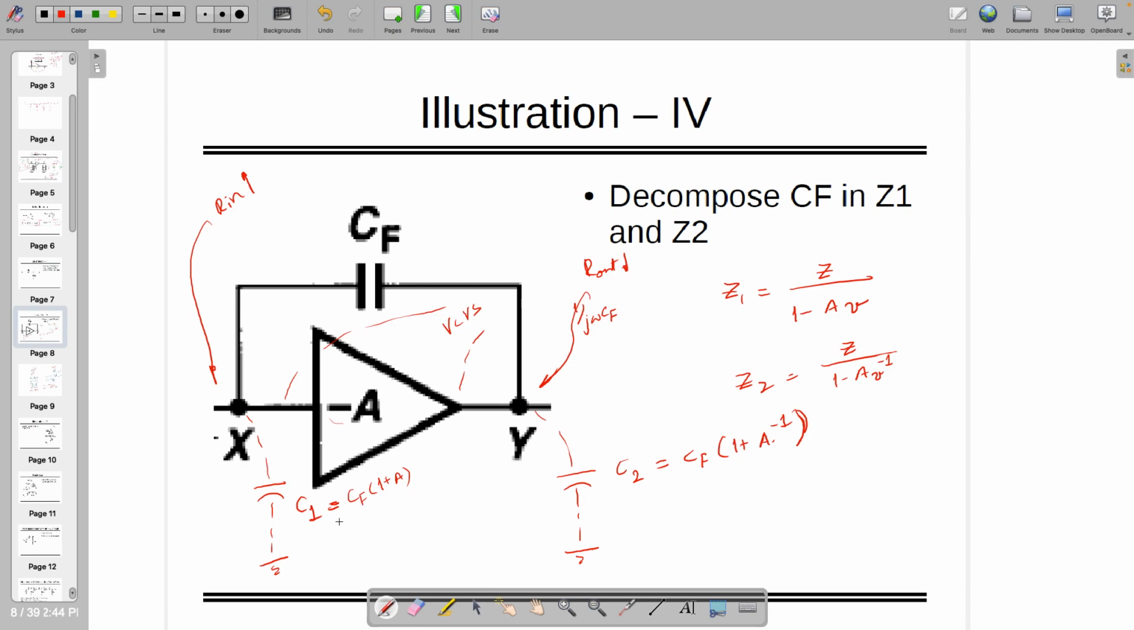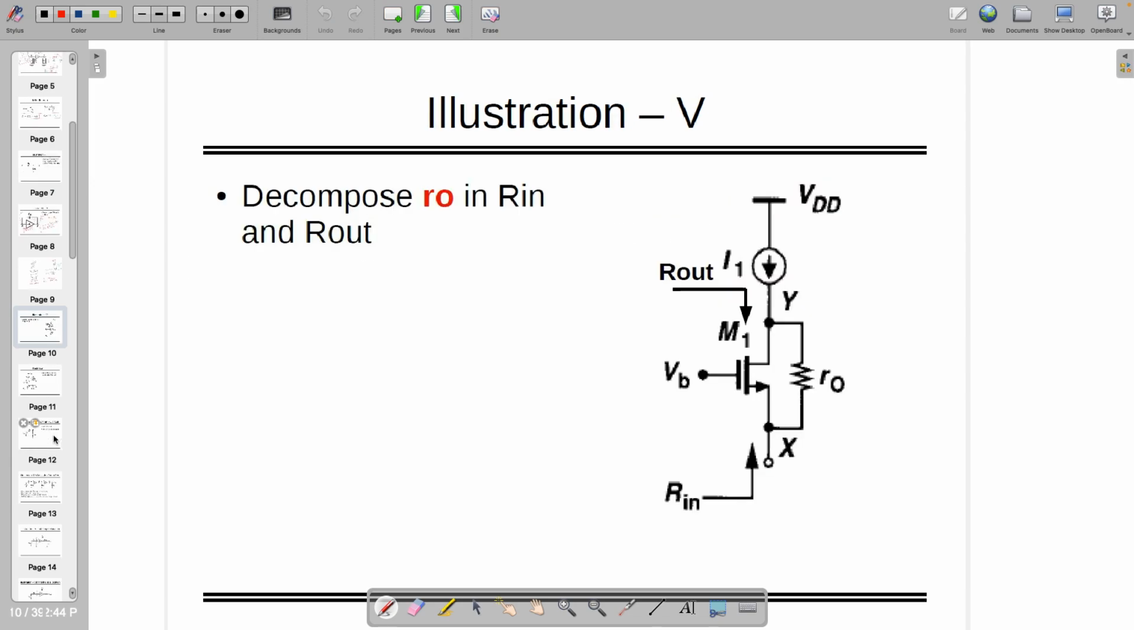Can you see? Earlier it was just CF, however right now I am seeing CF multiplied with 1 plus A, and this one is 1 plus A inverse, right? So if A is infinity, C2 becomes 0 and C1 becomes very high. This is just some philosophy I am giving you so that you can see those things, because it's a feedback circuit. It is also matching with our philosophy of feedback. Okay, let's go this way.